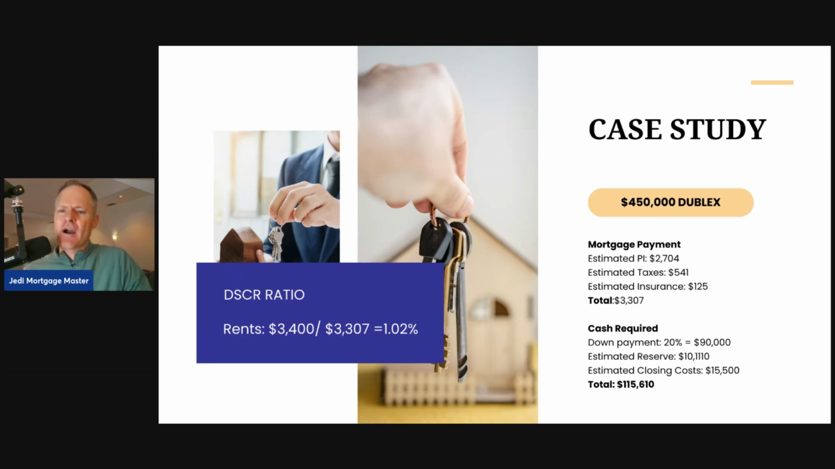Now, what's the cash required on a $450,000 duplex? Down payment, $90,000 minimum. Reserves, 10,000, 110 with that's 3 months typically of your mortgage payment. Reserves aren't always required. Sometimes you don't need them depending on your credit score and your experience. Estimated closing costs, these are things that you'll have to pay at closing in addition to down payment, estimated about 15,500. So if you're going to buy a $450,000 duplex on a DSCR loan, chances are you'll need about $115,610 as an estimate in order to get into that.